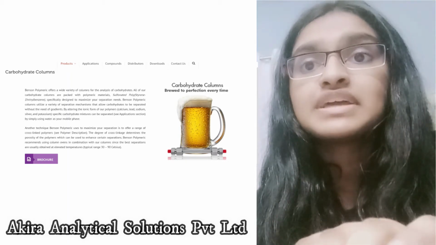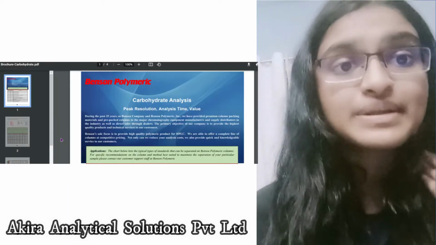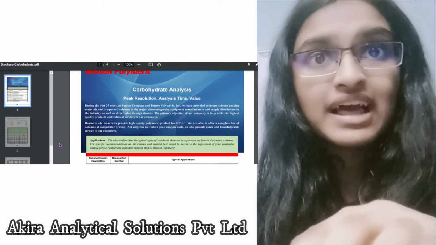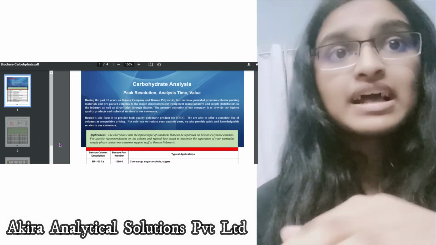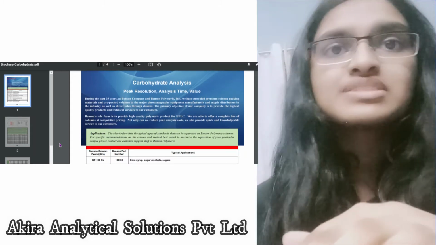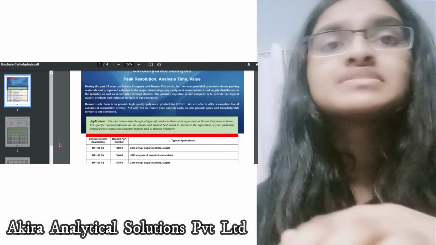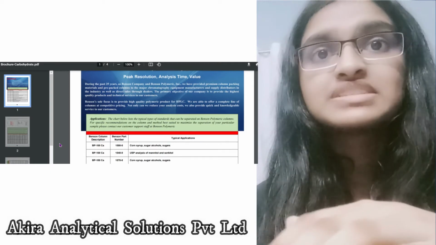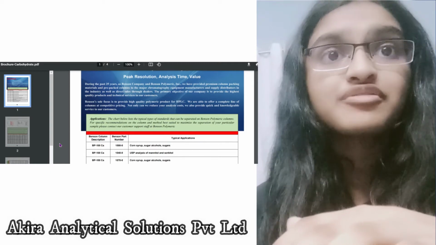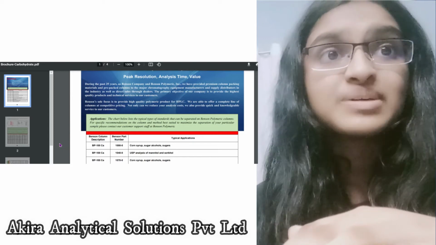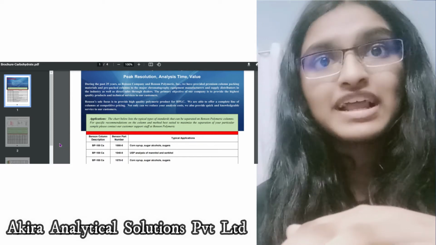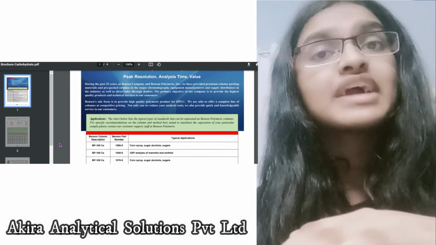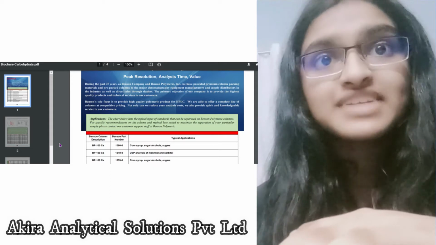Now we will be looking at their complete brochure. This is the brochure of Benson Polymeric's carbohydrate analysis, peak resolution, analysis time and value. During the past 35 years, Benson Company and Benson Polymeric have provided premium column packaging materials and pre-packed columns to the major chromatography equipment manufacturers and supply distributors in the industry, as well as direct sales through dealers. The primary objective of their company is to provide the highest quality products and technical services to their customers.